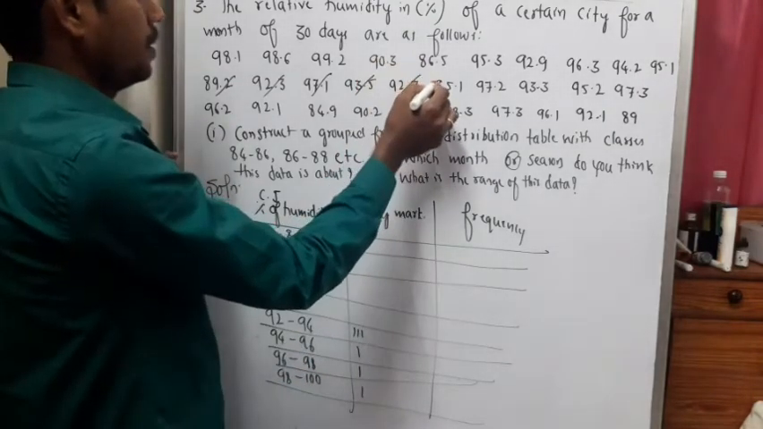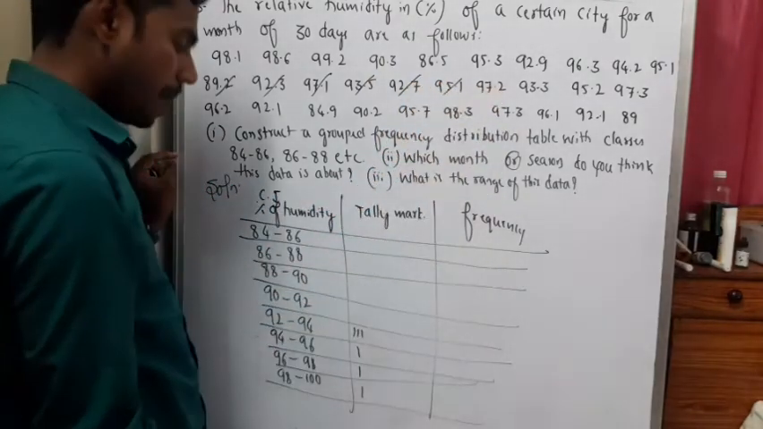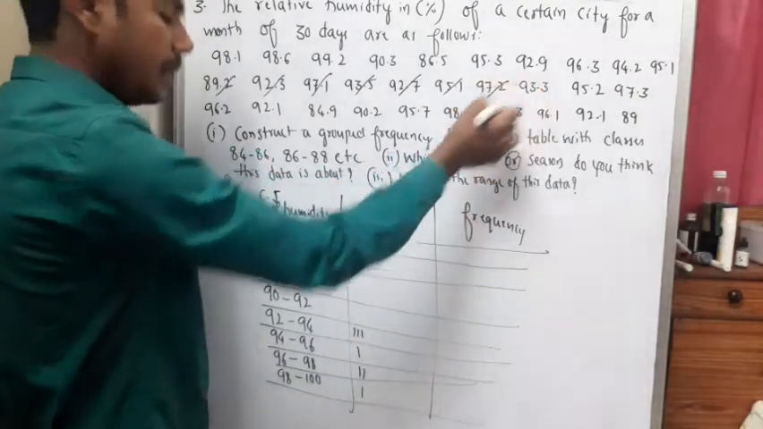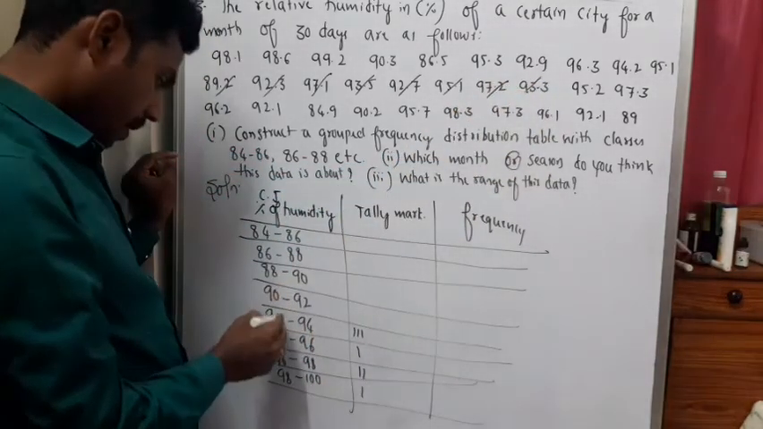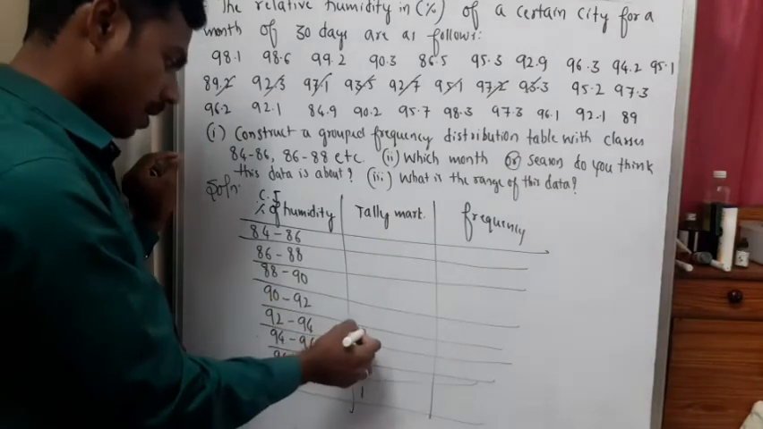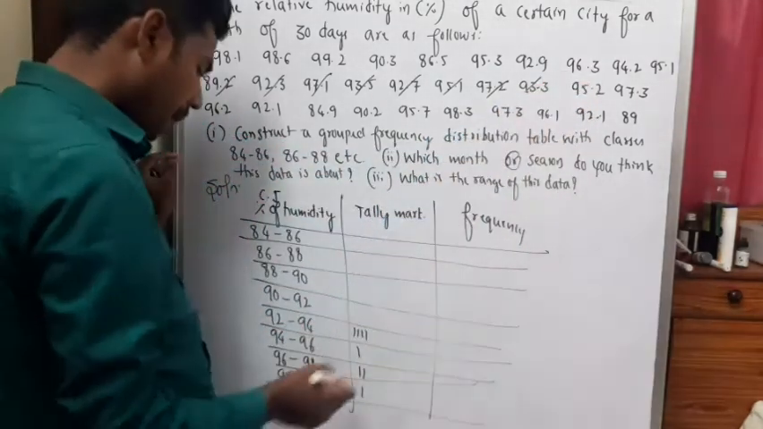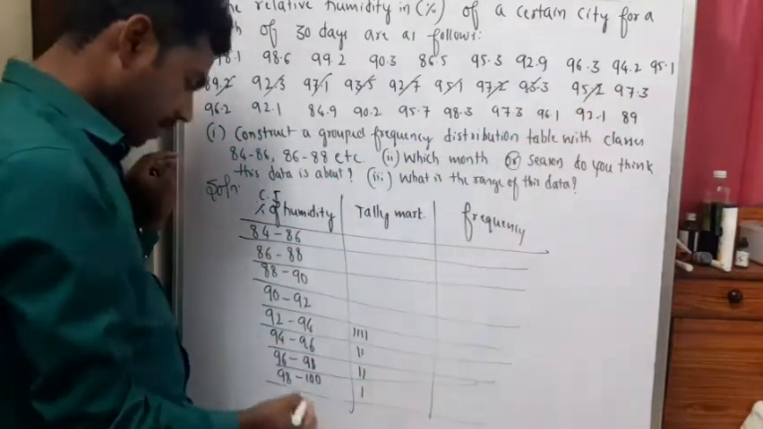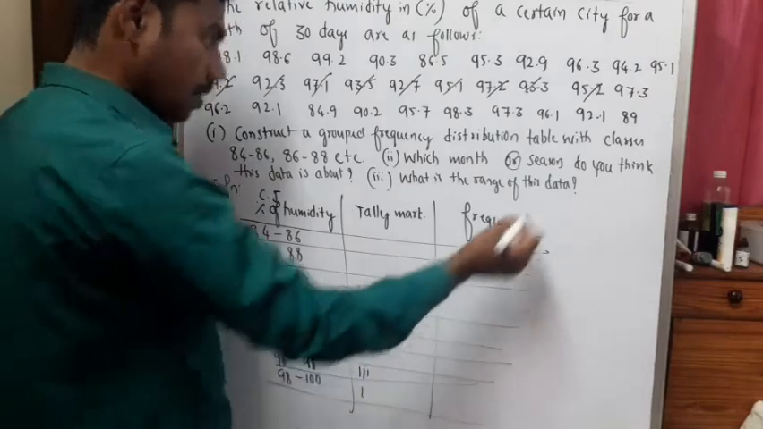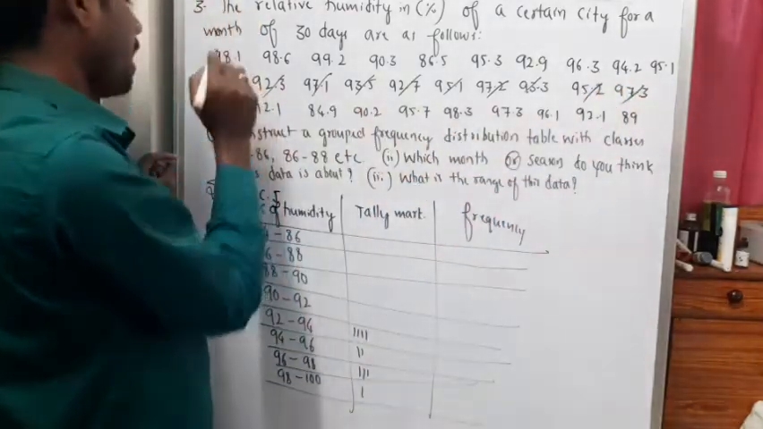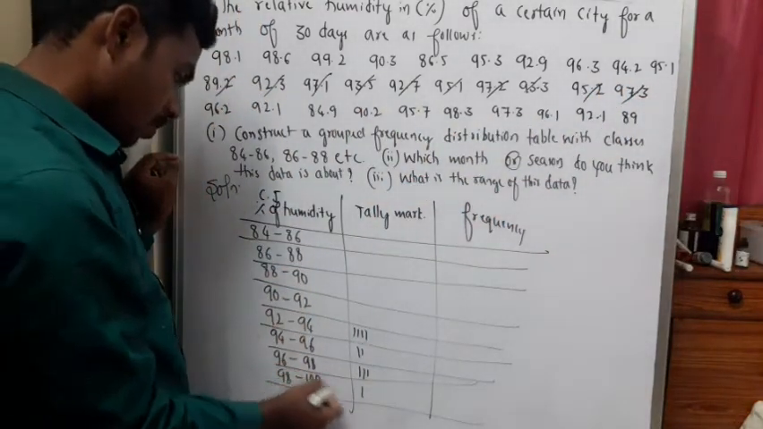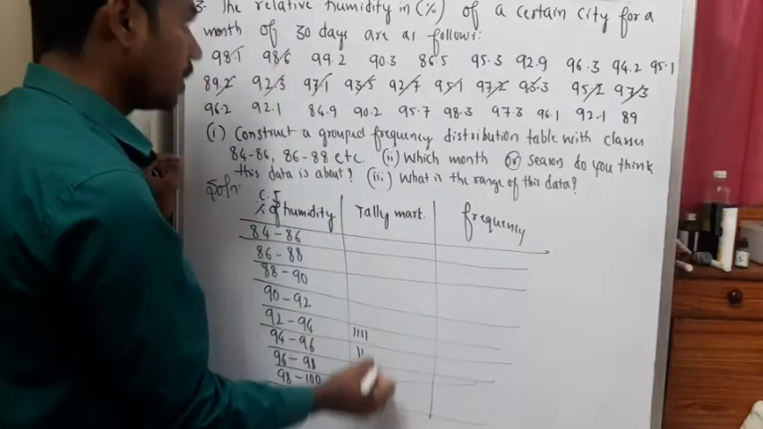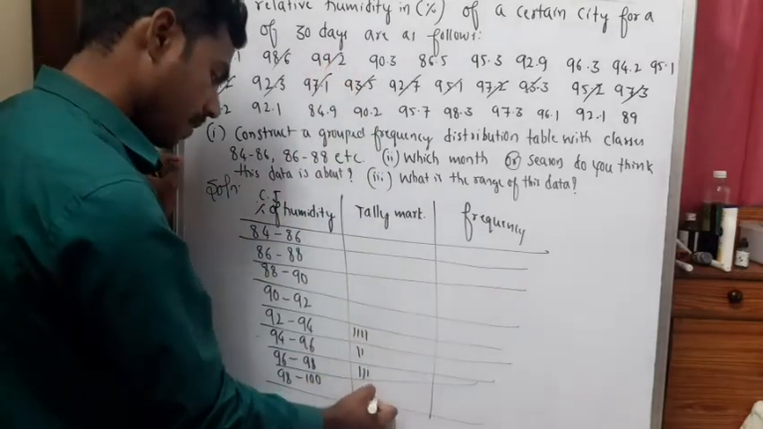Then 97.2. Where is 97.4? So here it will come. 93.3. Where is 93.3? So here it will come. Then 95.2. 95.2 it will come here. 97.3. So 98.1. So it will come here. 98.6 again it will come here. 99.2 again it will come here.